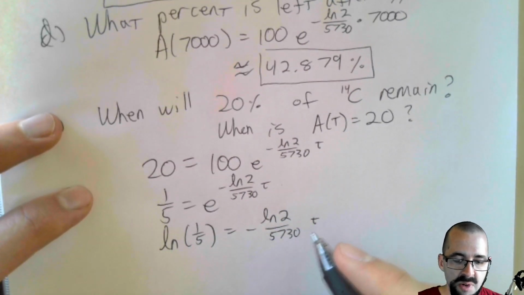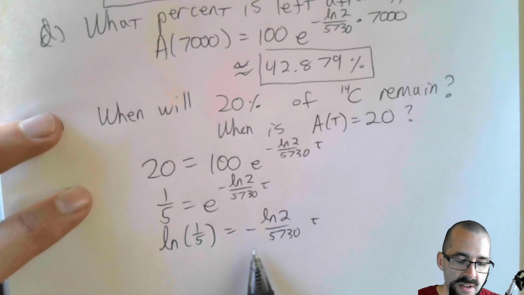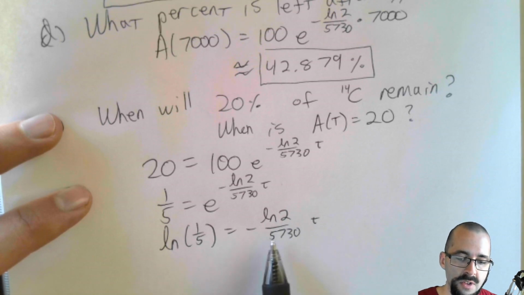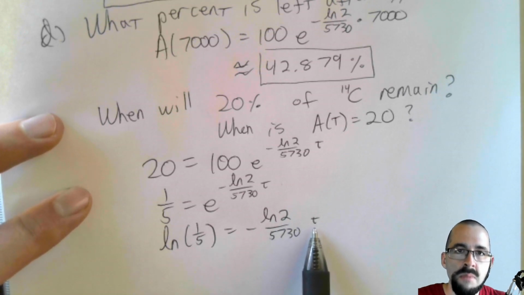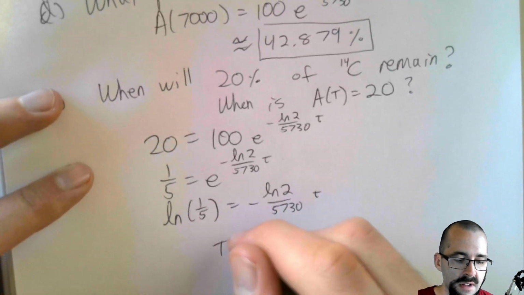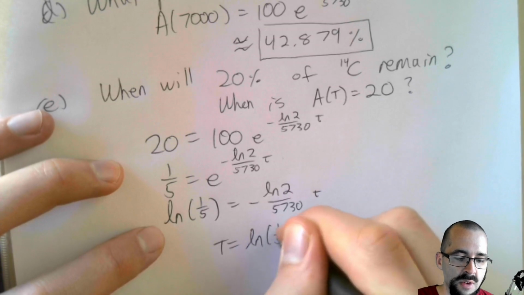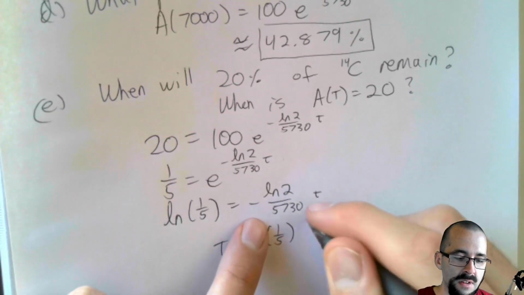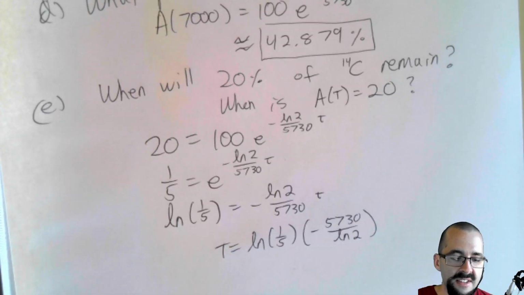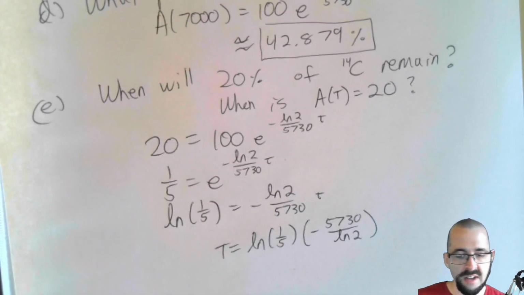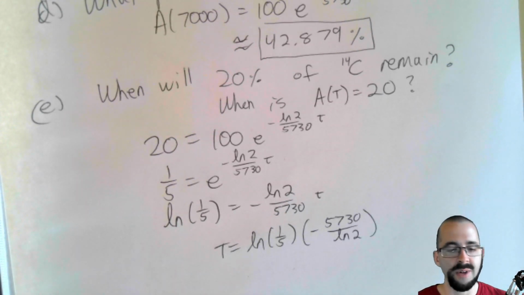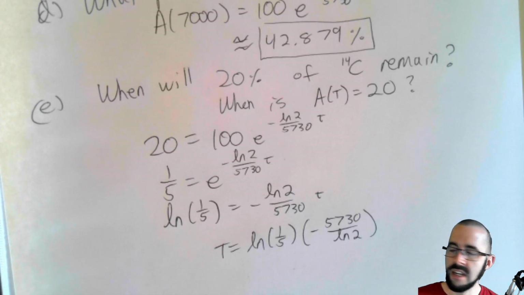Now, all that's left is multiplying by the reciprocal. This is just a number. This is just a number times t. So if we have a fraction times t, if we multiply both sides by the reciprocal of that fraction, then t is by itself. So it'll be the natural log of 1/5 times the reciprocal, negative 5730 over ln 2. And this is our exact answer. It could be simplified a little bit. The natural log of 1/5 is negative natural log of 5. The negatives would cancel.